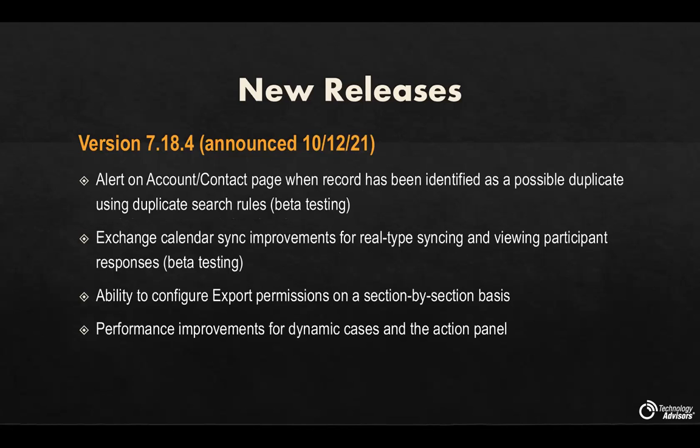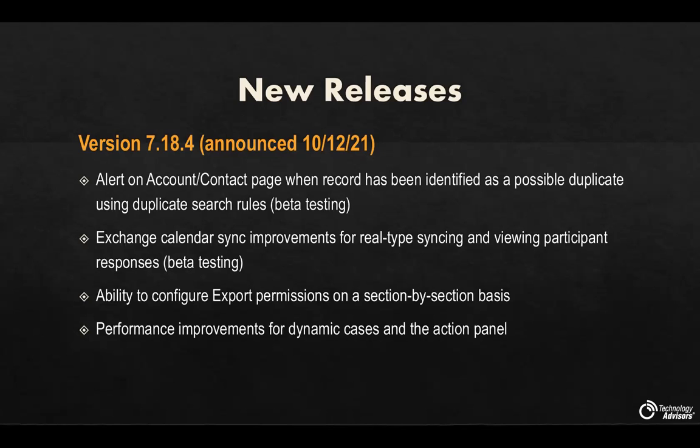And then just a week ago, Creatio announced the 7.18.4 release. So this one has a couple of exciting things, although some of them are still in beta testing. The first one, you might be familiar with the duplicate search functionality in Creatio where you can set up rules and then you can assign users who have permission to go look at those possible duplicates and decide, yes, merge these, or no, those are not matches.